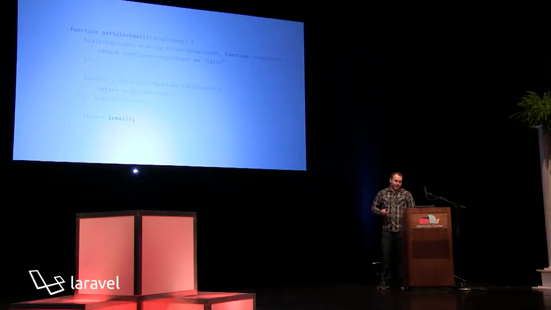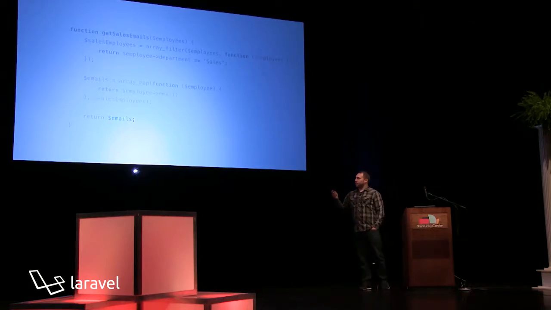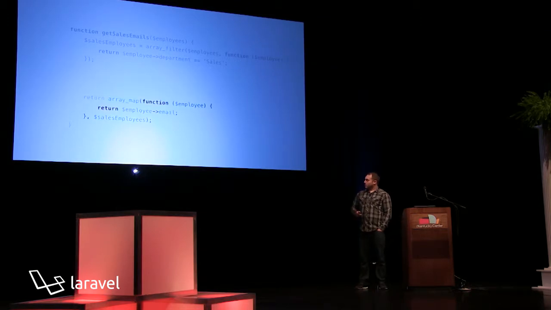So what would it look like to do that? Where are we using that emails variable? Well, the only place we're using it is here where we're returning it. We're assigning it above, but we're only using it here. So if we inline that, we just end up returning the array map call directly, which is fine. I'm OK with that.